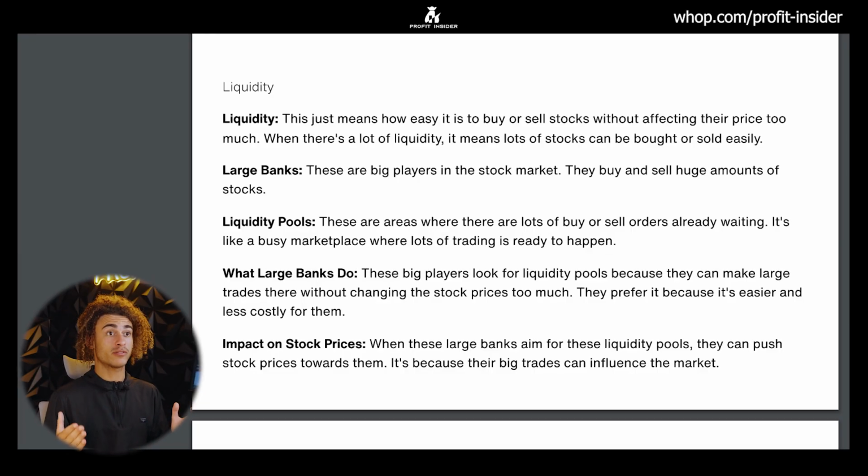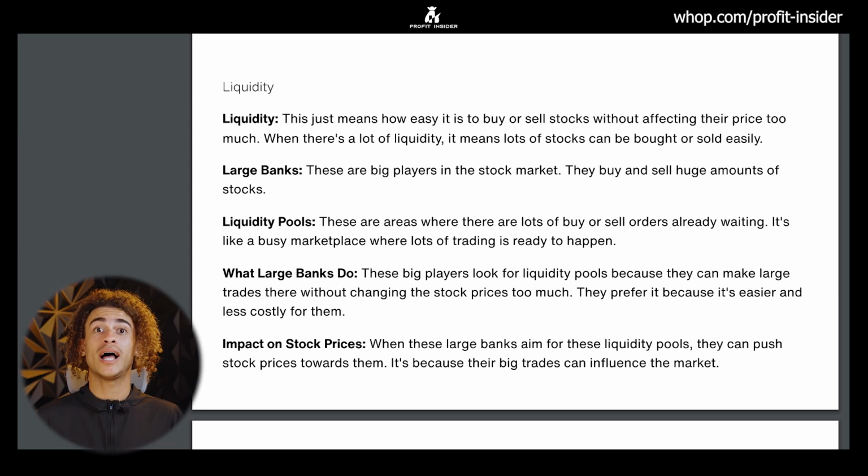Liquidity in its most basic form means how easy it is to buy or sell something. You'll often hear people ask, how liquid are you? This means how much liquid money do you have available right now? When we're talking about stocks and trading, this means how easy is it to buy or sell the asset that we're looking at.